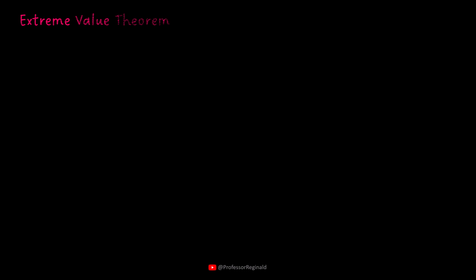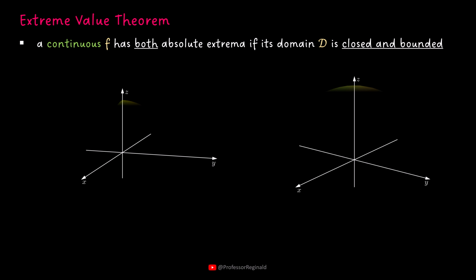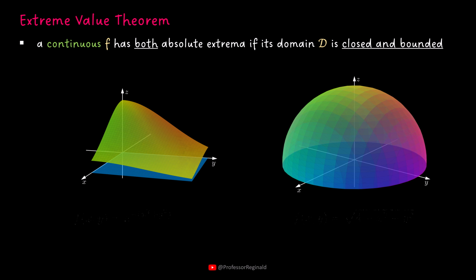Extreme value theorem. It says that a continuous function has both an absolute maximum and an absolute minimum if the domain is closed and bounded. Please consider the following graphs of functions of two variables. And the highlighted part of the xy plane refers to the domain of the function.